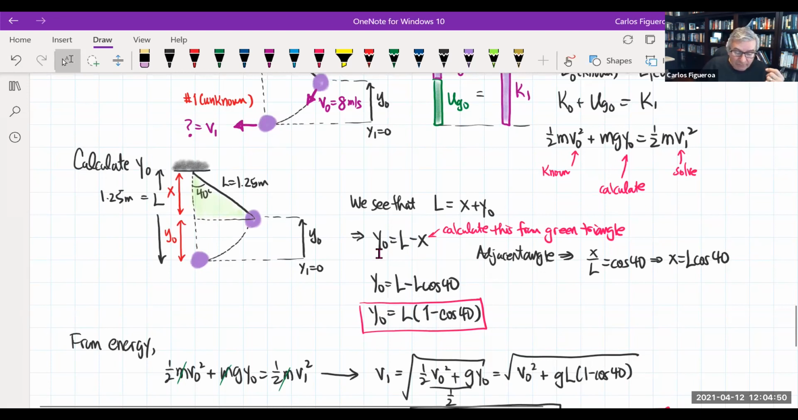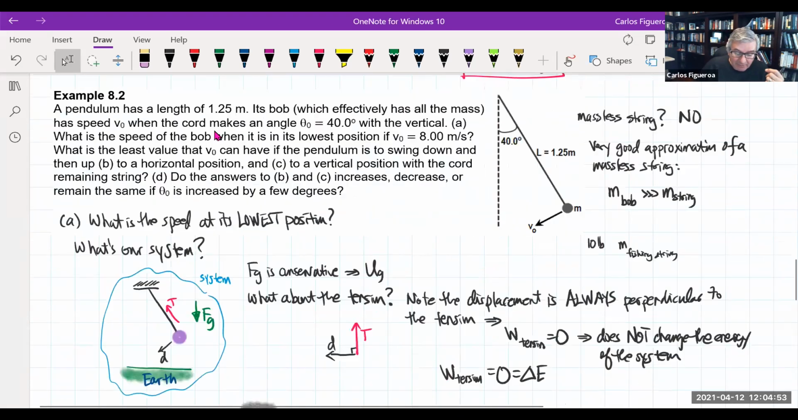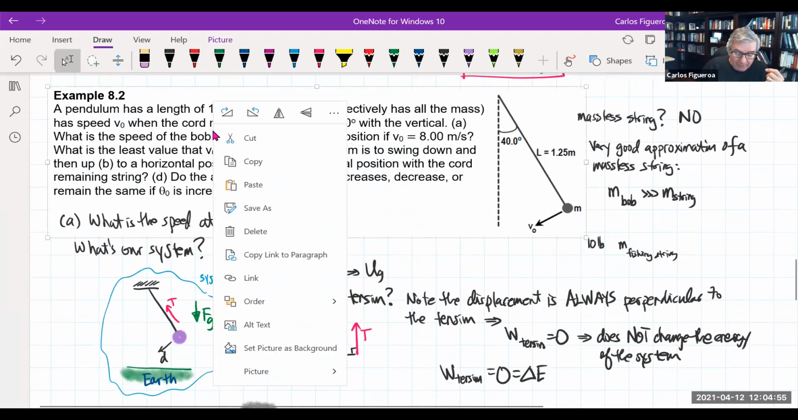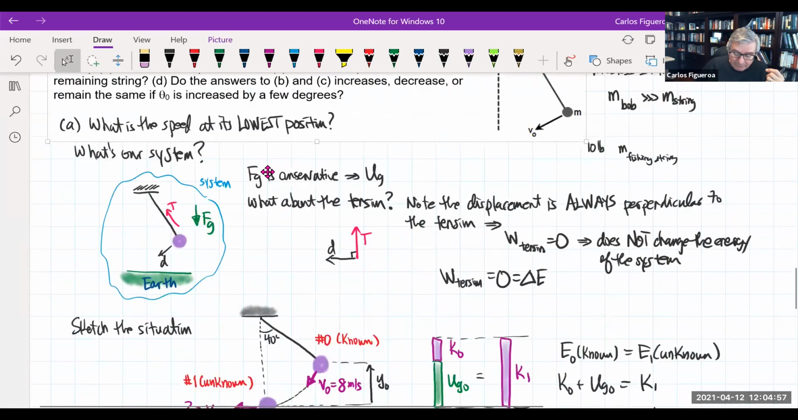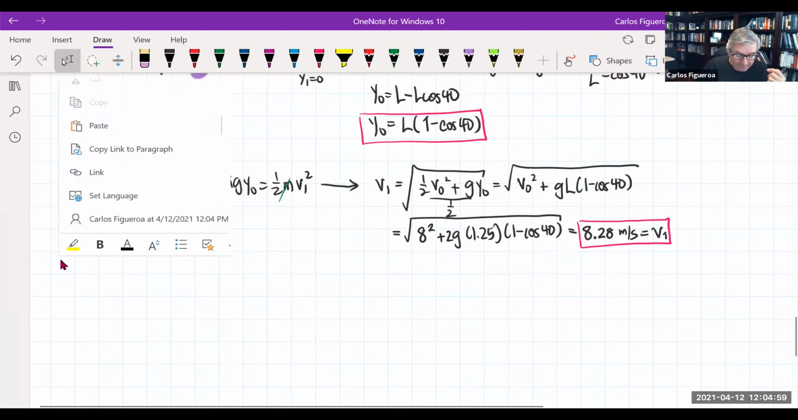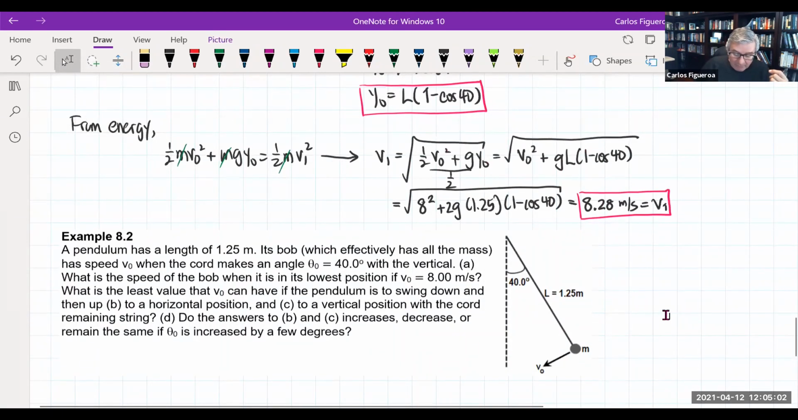Okay, now let's go read the next piece of it. I'm going to copy this and bring it down with me. Okay, here I go. So when I'm looking at this, I'm now looking at B here. And it says, what is the least value of v initial if the pendulum is to swing down and then up to a horizontal position? Okay, let's go look at that.